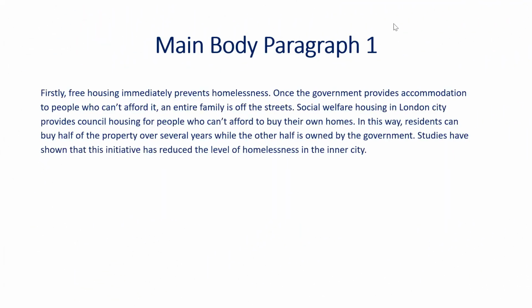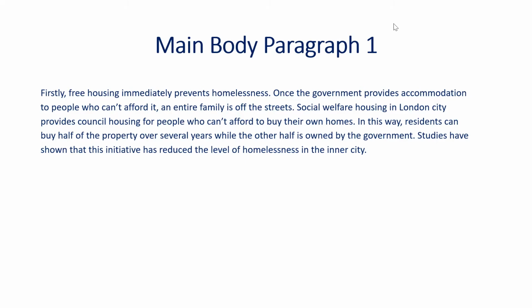If we look at my other student's main body paragraph 1, she wrote, firstly, free housing immediately prevents homelessness. Once the government provides accommodation to people who can't afford it, an entire family is off the streets. Social welfare housing in London City provides council housing for people who can't afford to buy their own homes. In this way, residents can buy half of the property over several years, while the other half is owned by the government. Studies have shown that this initiative has reduced the level of homelessness in the inner city.